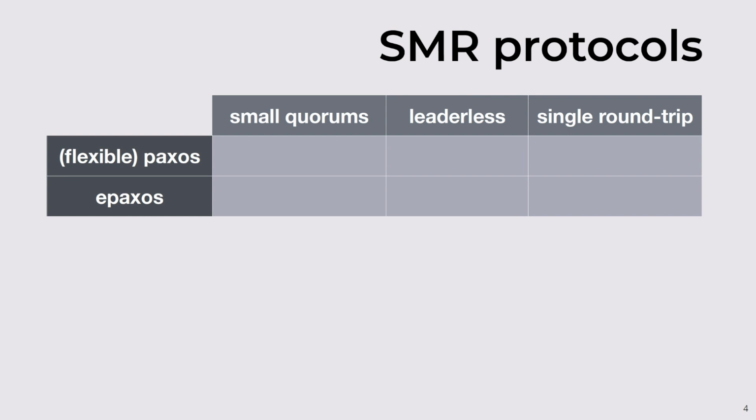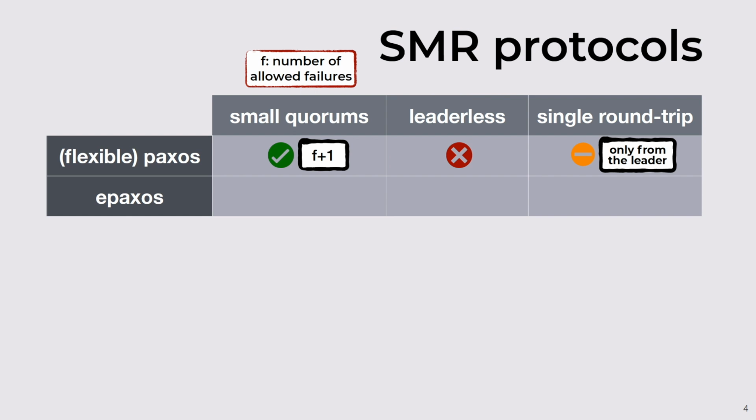Paxos is a leader-based protocol, and since only f+1 replicas, where f is the number of allowed failures, need to be contacted by the leader, the quorums are small. However, commands are processed in a single round trip only when the client is collocated with the leader. EPaxos is a leaderless protocol that requires large quorums containing 3/4 of all replicas, and commands are only processed in a single round trip if there are no conflicts. And we say that 2 commands conflict if, for example, they access the same key in a key-value store.